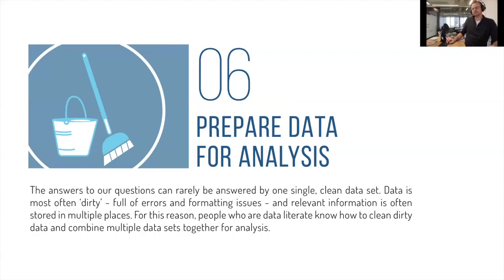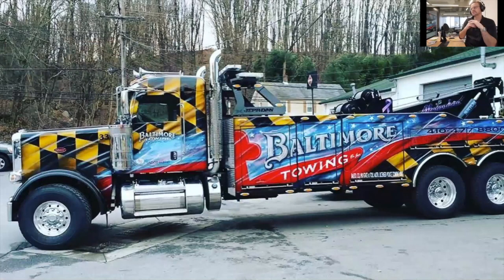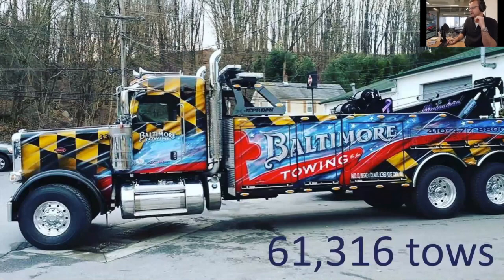But a good example of this, I had a great time with a data set from Baltimore. The open data portal for the city of Baltimore has tow data. Okay, so they have 61,000 tow records where cars got towed to two different lots in town. And so I said, this has got to be a great data set. I got to download this.